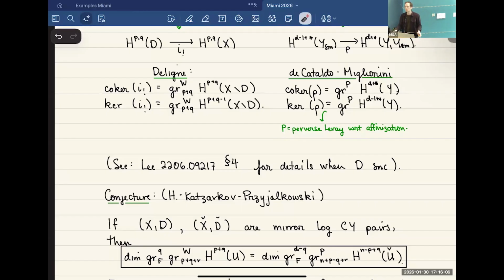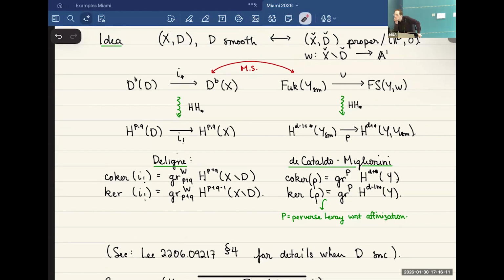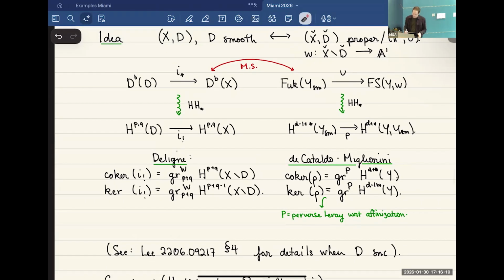Yes. Why is it affinization? This is something I'm sort of imposing on the situation. Essentially, this should be the Landau-Ginzburg mirror of X, and W should be the potential function. Why is the map to A1 an affinization? I'm assuming it's proper, so it's a consequence of that.